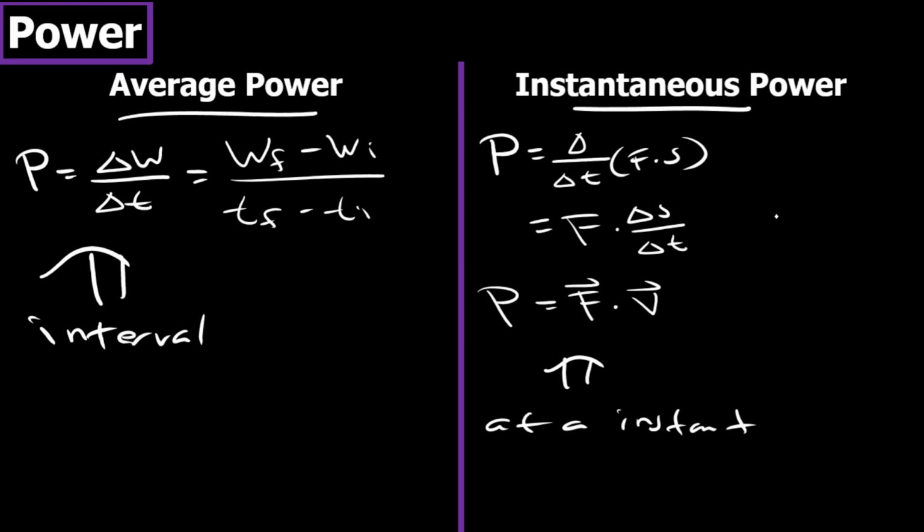When you talk about instantaneous power, you are asking what is the power at that point in time. When you talk about average power, what was the power throughout some time interval?